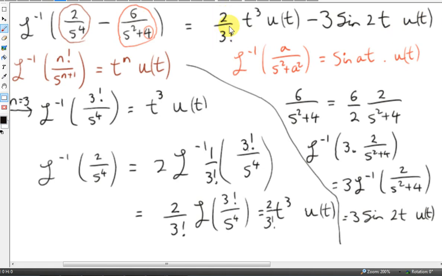We can simplify this term a little bit actually. 3 factorial is 3 multiplied by 2 multiplied by 1, so we can cancel the 2's to get 1/3 here.